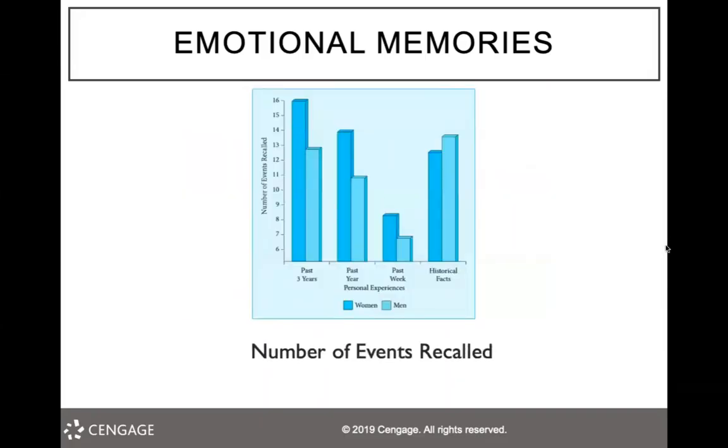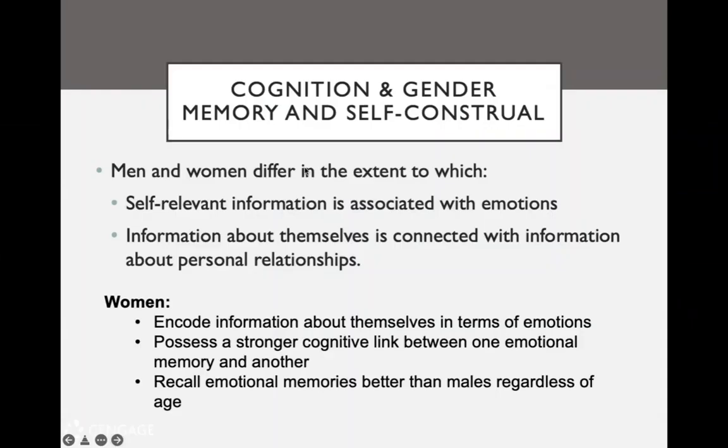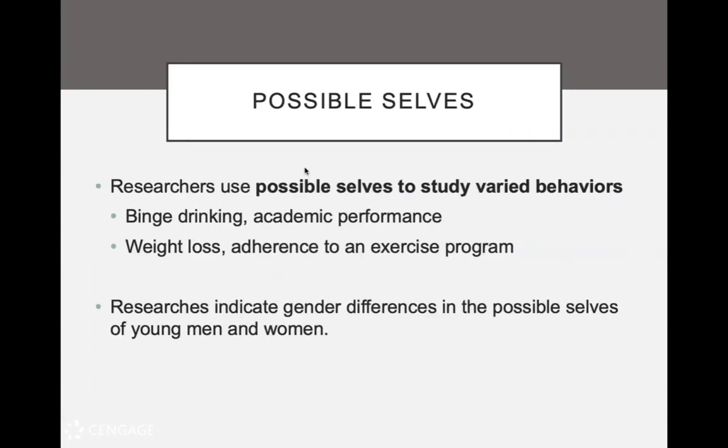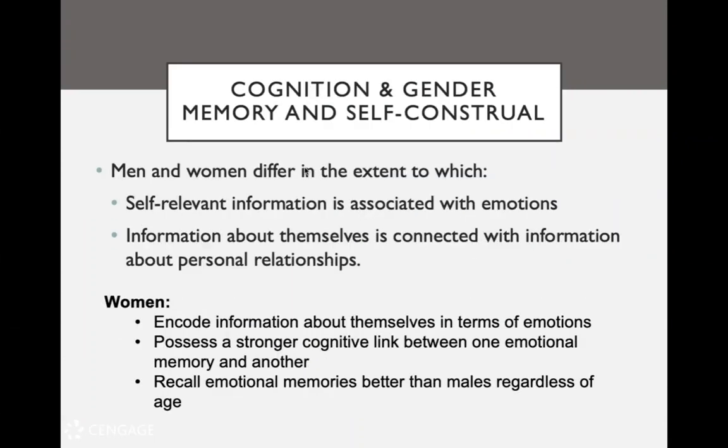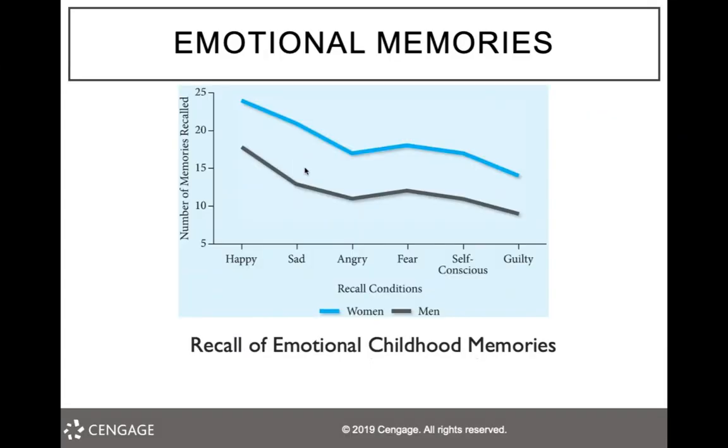Here you can see a graph again, and the darker bar is the women and the lighter bar is the men. They looked at the number of events recalled, and found that women were able to recall emotional memories a lot better than men, and men were able to recall historical facts a lot better than women. So there are also gender differences in the way people have this idea of possible self and their own self controls.